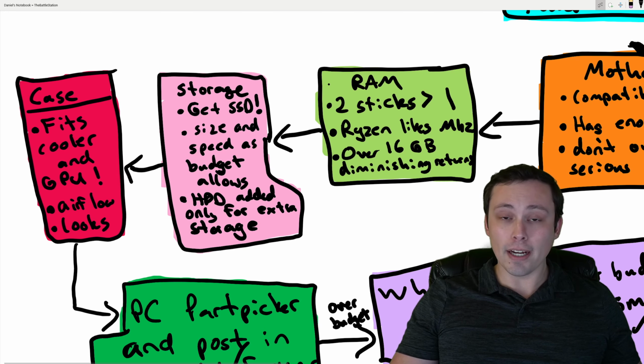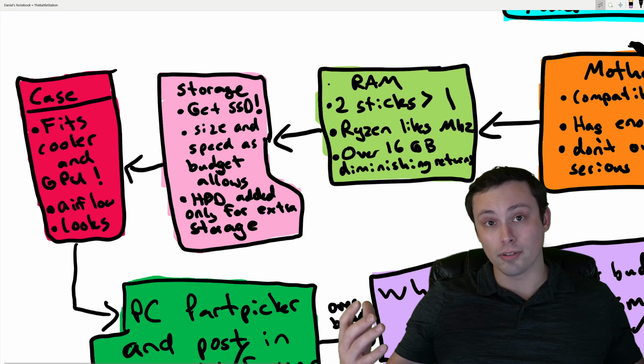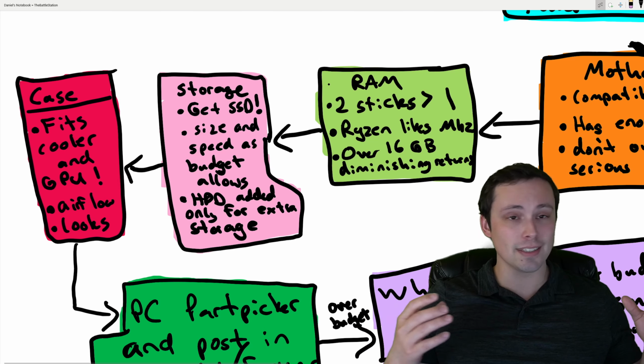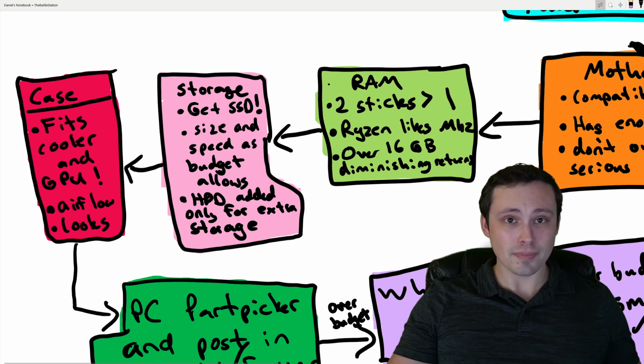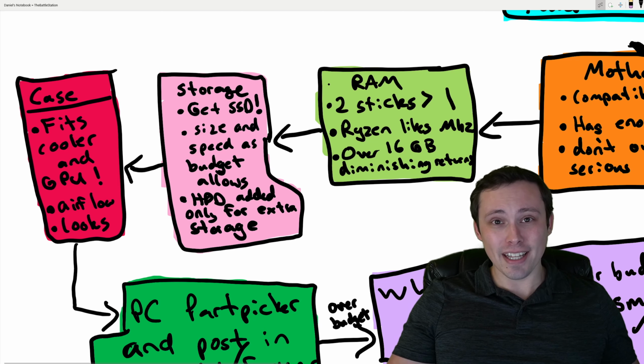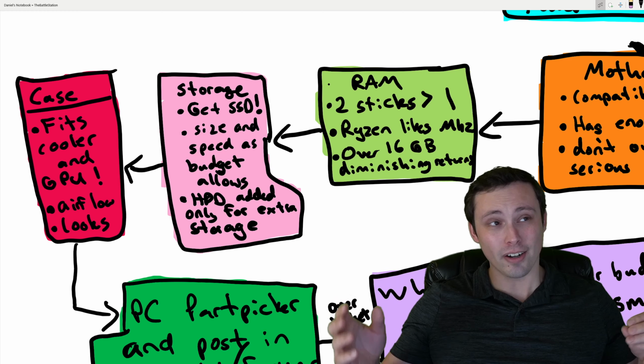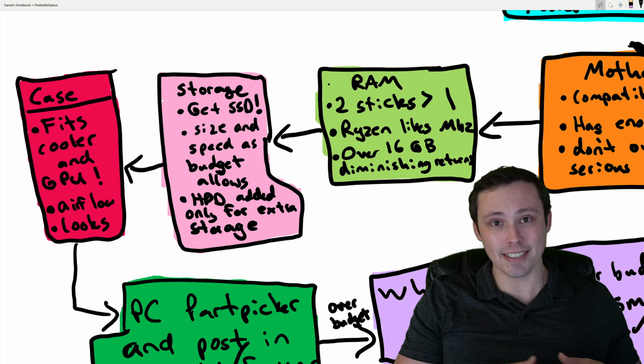Then you can also look up airflow reviews for that particular case. And you should also consider the looks. The case is going to be the biggest thing that people will actually see if they're physically looking at your computer. And if it has a big acrylic window, now you might start thinking about things like RGB on the components inside, because now they're visible.